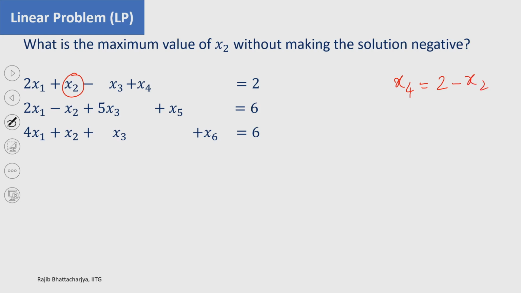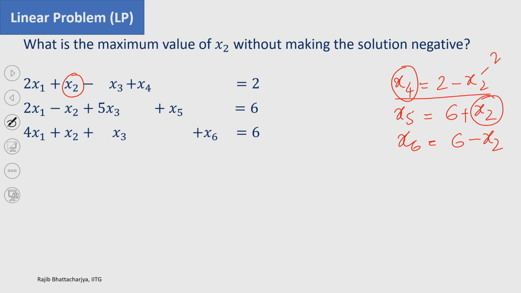Here, x 5 equals 6 plus x 2 and x 6 equals 6 minus x 2. Sorry, this will be positive. Now, if I consider the first equation, what is the maximum value of x 2? I can go up to 2. In that case x 4 will not be negative. So, that is the maximum value.